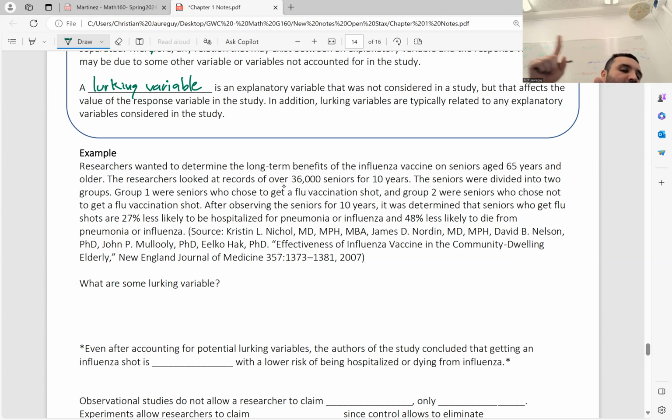So, what are the differences in people who get the flu shot and don't get the flu shot naturally? What are some lurking variables? So, I'd really like you to press pause and try to think of some things. And I will write some down. I won't press pause here.